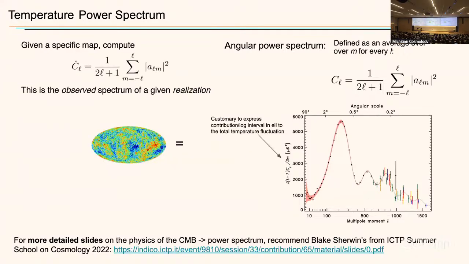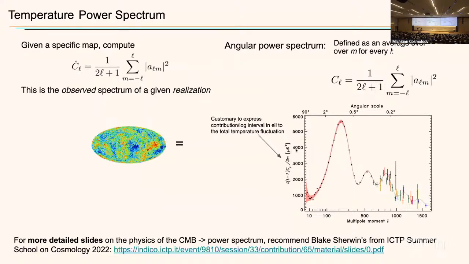It's customary to scale the y-axis of the power spectrum in different ways that might be convenient to you at different times. One custom is to express the contribution per log interval in L to the total temperature fluctuation and express it in terms of microkelvin squared. But this gives you a summary of the statistics of the temperature fluctuations in the CMB in units of microkelvin squared.